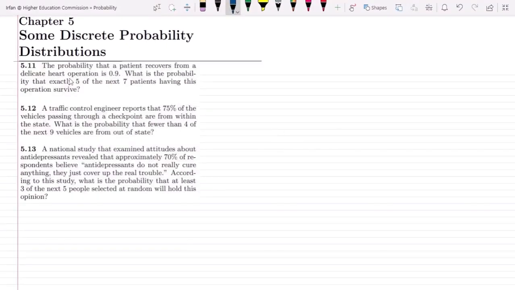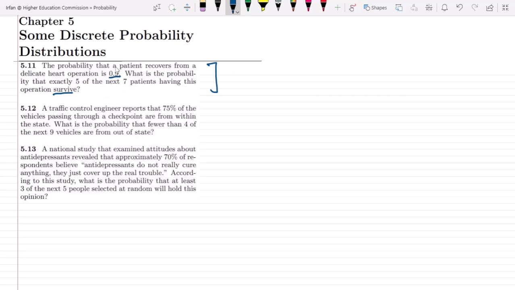So this is chapter 5, and today we are going to discuss questions 5.11, 5.12, and 5.13. Okay, so let us first talk about question 5.11. The statement of it is: the probability that a patient recovers from a delicate heart operation is 0.9. What is the probability that exactly 5 of the next 7 patients having this operation survive? Survival is basically the positive, while not survival is basically the negative or false. So therefore we have to find the probability that 5 patients out of 7 will survive.